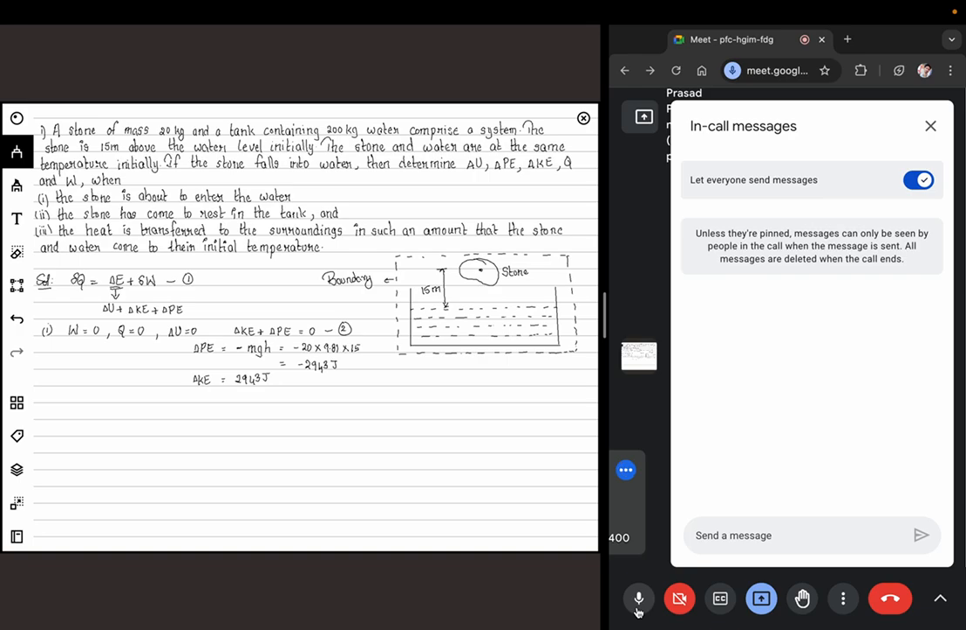So this is clear. Now what happens when the stone has come to rest inside the tank? The stone touches the water surface and starts moving into it. As it goes down, it's actually slowing down, and eventually it will come to rest at some particular point. So at the point where its velocity becomes 0, what will happen? As we said before, work done is going to be 0.